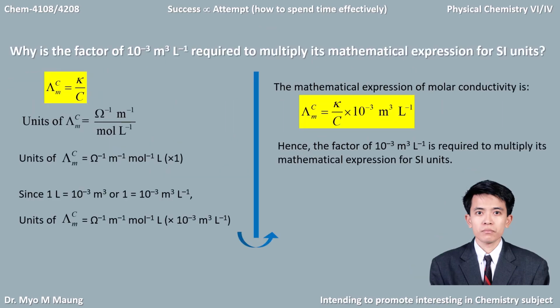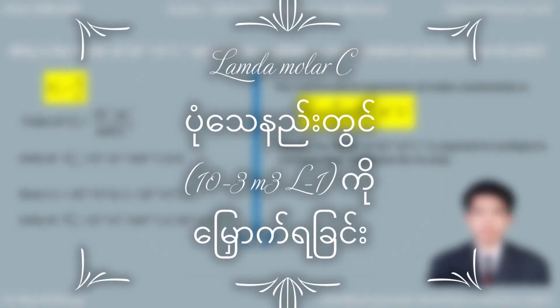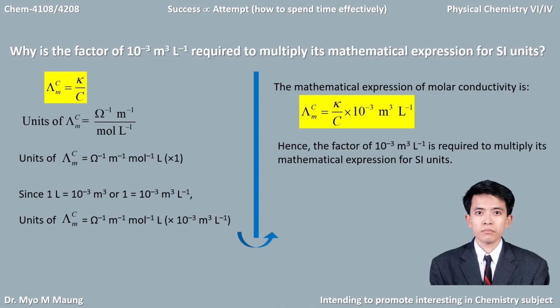Here, I ask a question: why is the factor 10 power minus 3 cubic meter per liter required to multiply its mathematical expression for SI units? By definition, lambda molar C equals kappa by C. So, units of lambda molar C equals per ohm per meter divided by mole per liter. We rearrange that the units of lambda molar C equals per ohm per meter per mole and liter, multiplied by 1. Since 1 liter equals 10 power minus 3 cubic meter, and 1 equals 10 power minus 3 cubic meter per liter, we can substitute in 1.